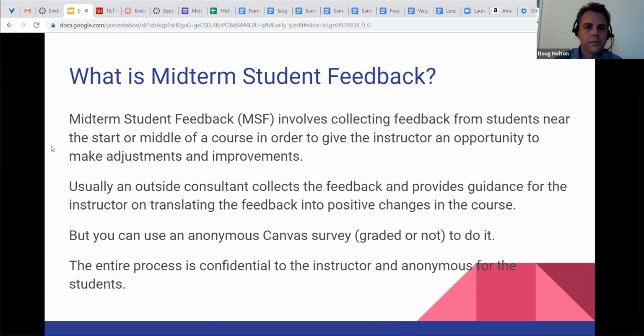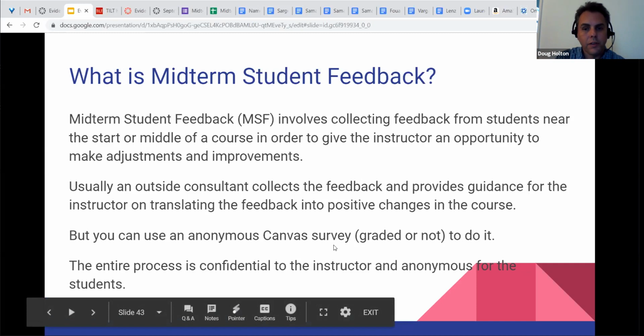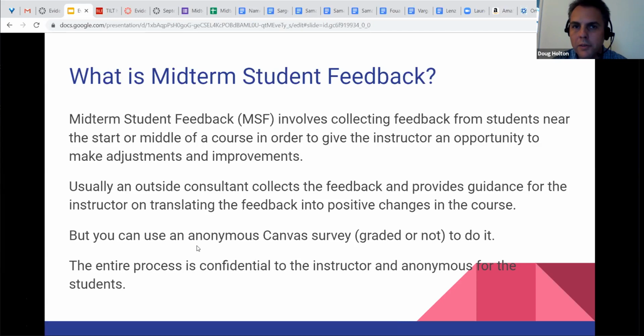So there's different ways to do this. Again, traditionally it's been meant for face-to-face courses, but it can be done online too. You can use an anonymous Canvas survey, using a graded survey or ungraded. I do recommend making it anonymous when you edit the settings, to hopefully make students more open and forthright in their feedback to you. Ideally, if possible, you can have a third party do the survey, or you can even use the same end of course survey tool that you use for midterm student feedback surveys or mid-semester surveys.